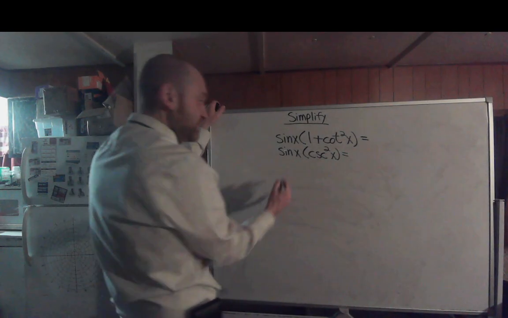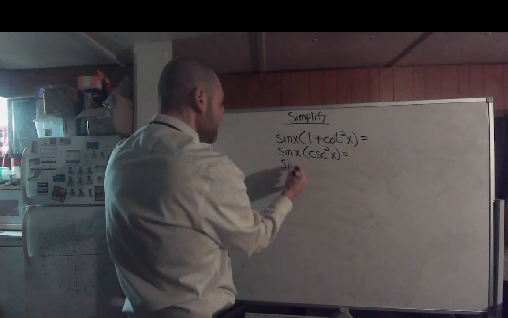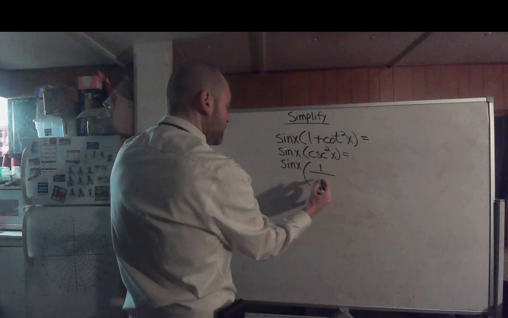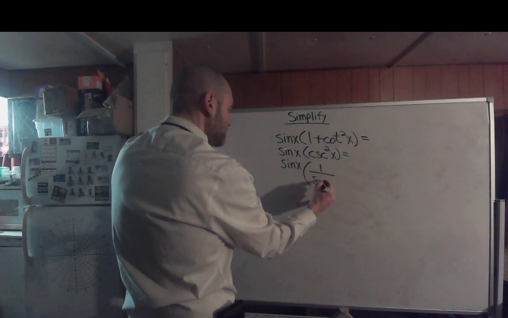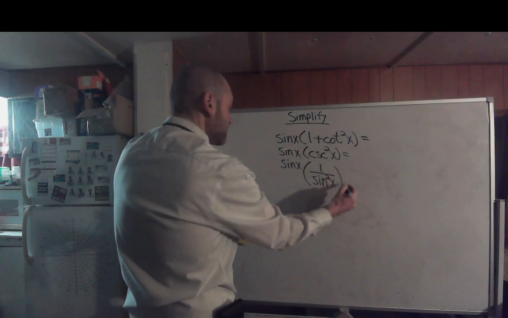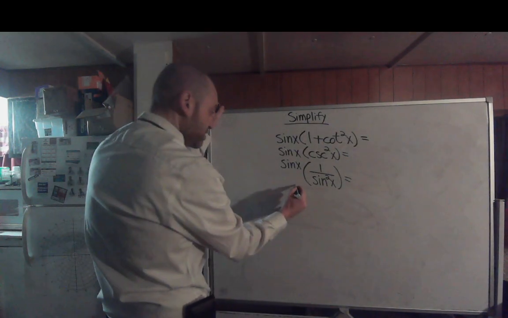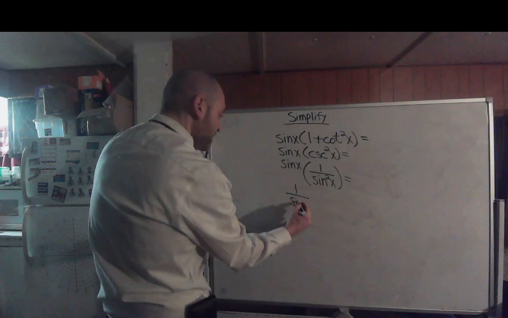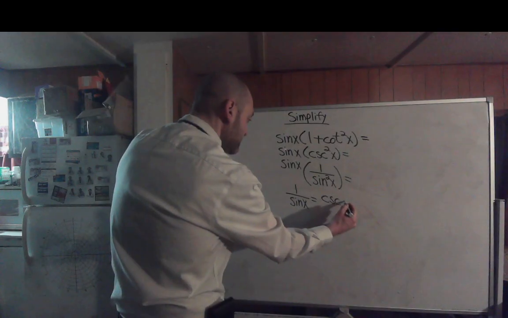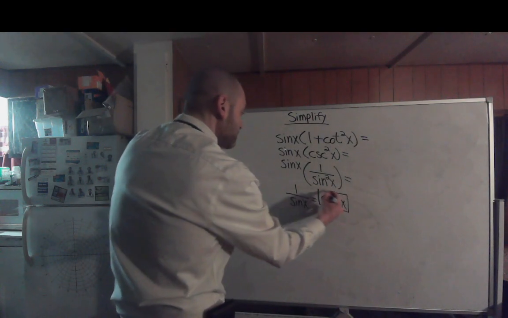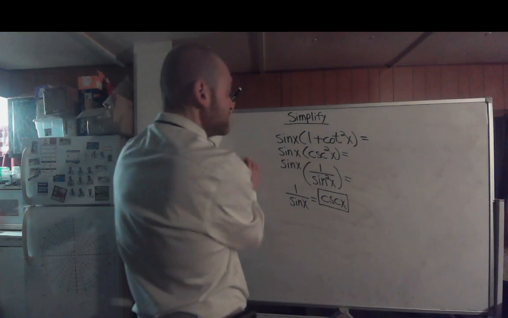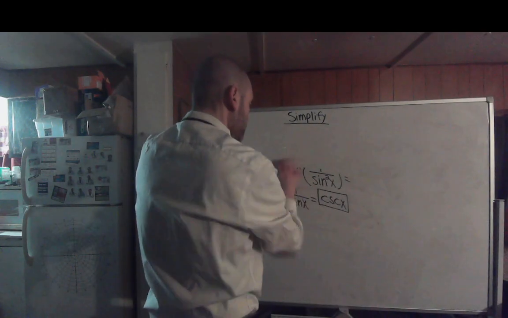Now, what is cosecant? Well, that's just 1 over sine, right? So this will be sine of x all over 1, sine of x times 1 over sine squared of x, which would just turn into 1 over sine of x, or simply the cosecant of x. So this will all turn into the cosecant of x. This is why knowing your identities is so important.